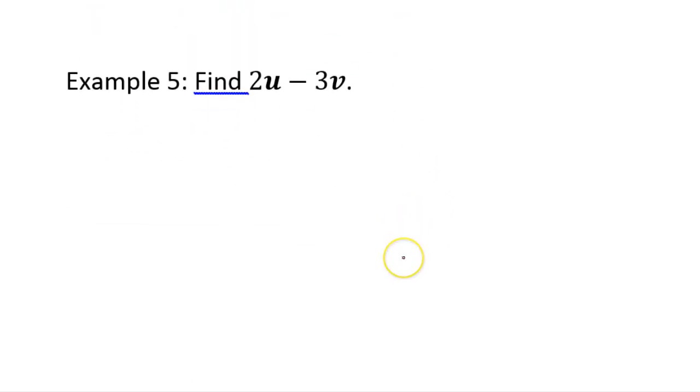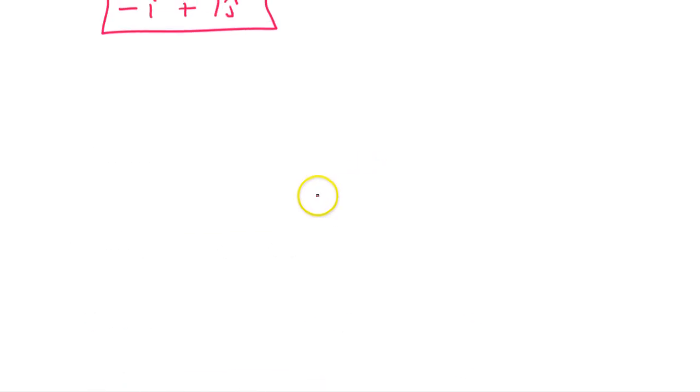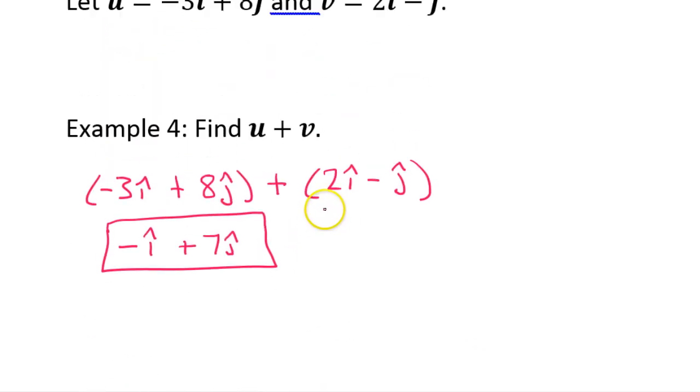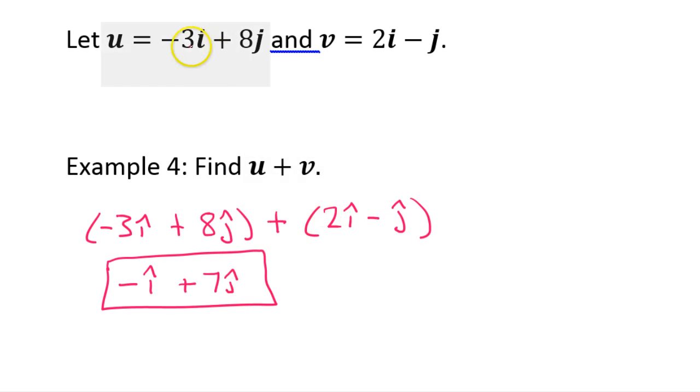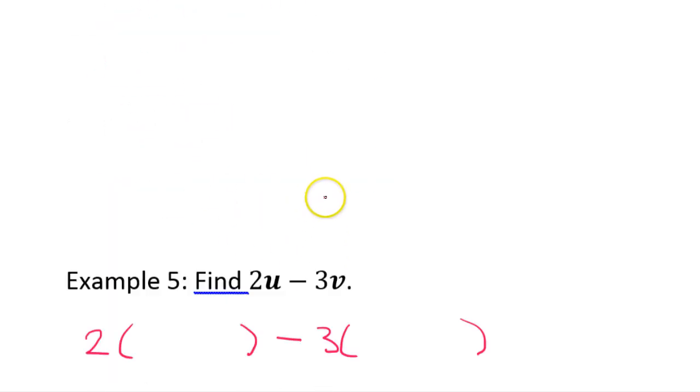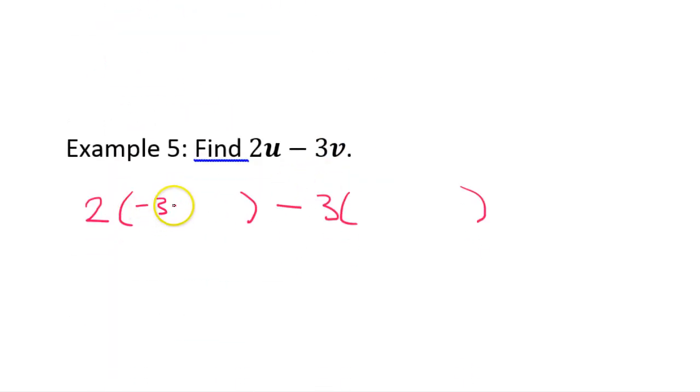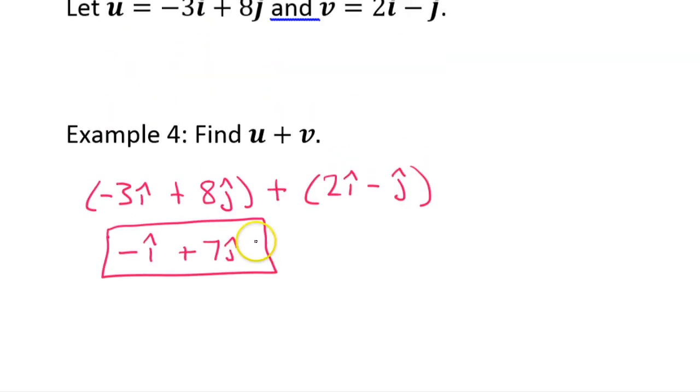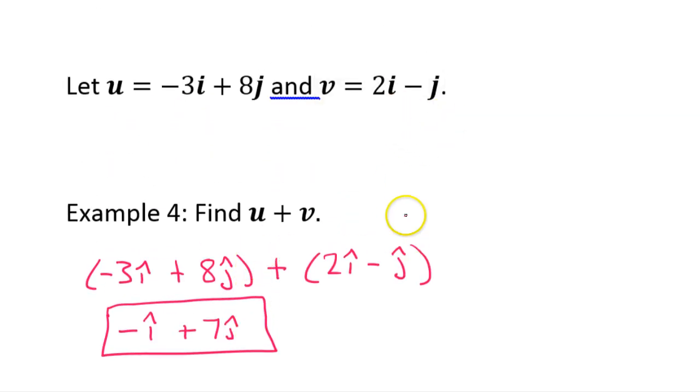All right, example 5 is still referring to the vectors we were given, but I cannot hold vectors in my head like that. So I'm going to have to look back because I have zero memory. I feel like there are literally mice that have more memory than I do. So negative 3i plus 8j. And then vector v was 2i minus j.